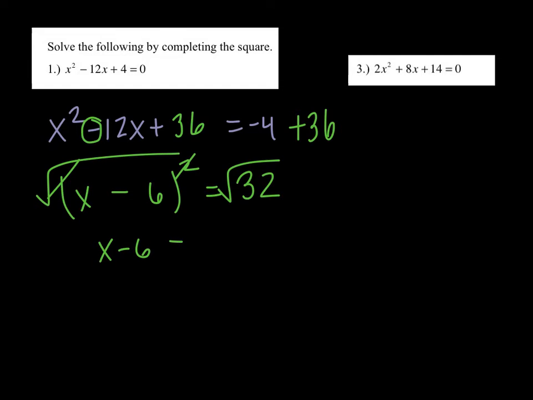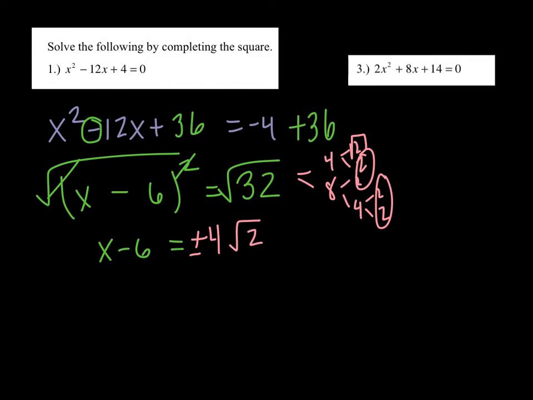And you're left with x minus 6 equals, and we have to simplify 32. So let's see, 4 and 8, 2, 2, 2, 4, 2, and 2. So pair, 1 that's left. So 2 times 2 on the outside, so plus or minus 4 square root 2. And then the last thing to do is just add 6 over here.